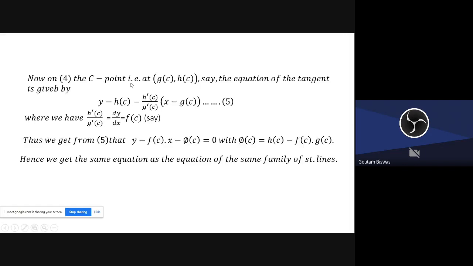Now the point C, that is g(c) and h(c), say the equation of the tangent is given by y minus y1 is equal to m into x minus x1. So this is the equation of the tangent at any point, this is the coordinate, and this is the gradient of the tangent, where we have used h dash c by g dash c as dy/dx.